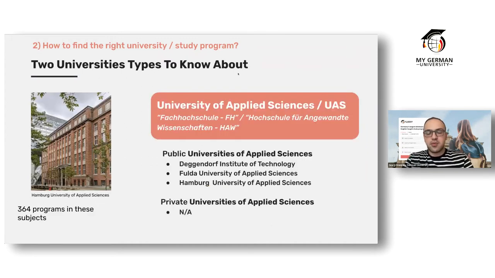And the second type of university that I would like you to know about is the University of Applied Sciences, as it's called in English. In German, it can have some different wordings, not the easiest ones for those who do not know German, but you can try and read them out loud. Good training for your German. You can also control for that in our study finder. You'll be able to find around 400 programs offered by this type of university in the field of business administration and industrial engineering.